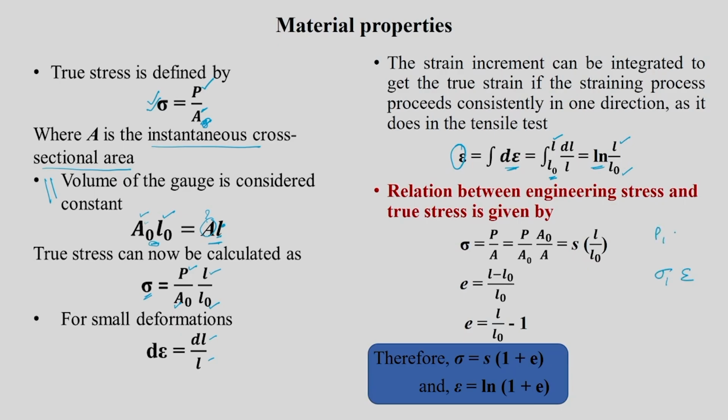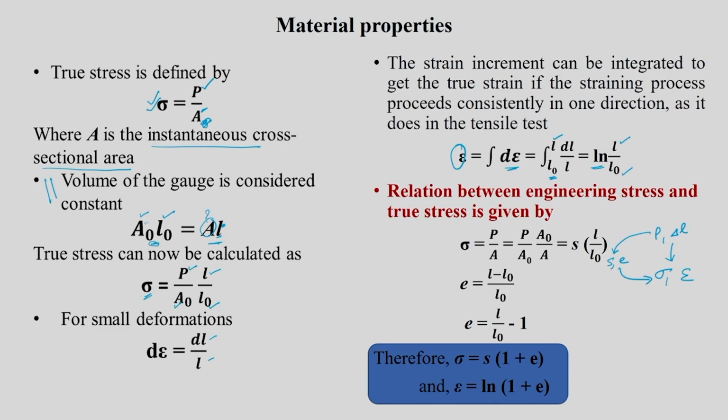So, you have the load versus delta L curve. From there onwards, you can directly get sigma versus epsilon. That is one way. There is another way also. From P and L, you can get S and E, that means engineering stress and engineering strain. From there also you can get sigma and epsilon, which is what is given here.